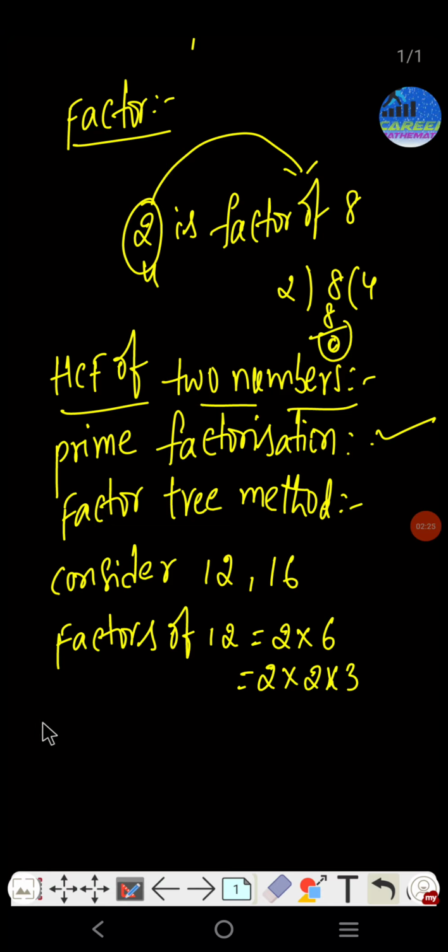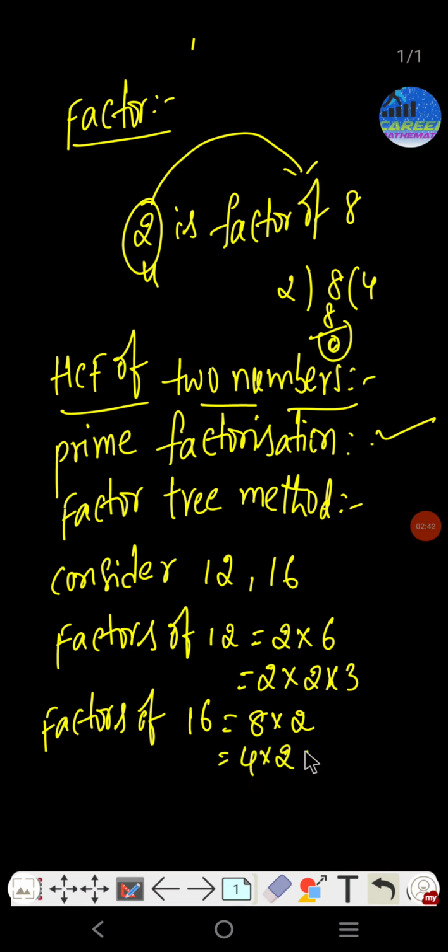Next, write down the factors of 16 also. How can I write this one? 8 twos are 16, but 8 is not a prime number, so again write 4 into 2. Again 4 is not a prime number. How can I write this 4? 2 into 2 into 2 into 2. Now all are prime numbers.